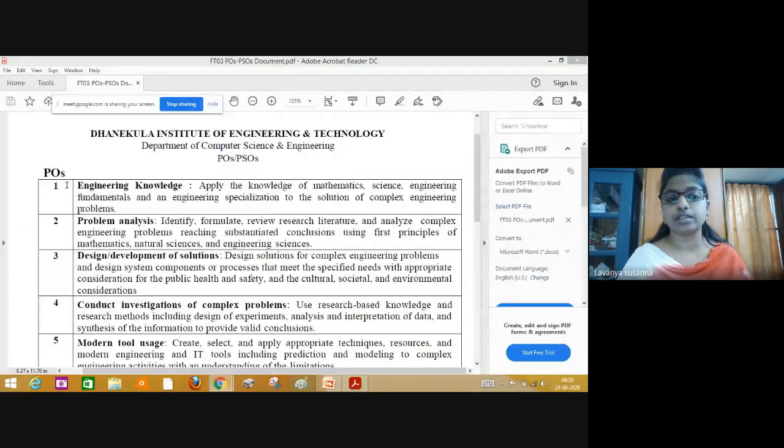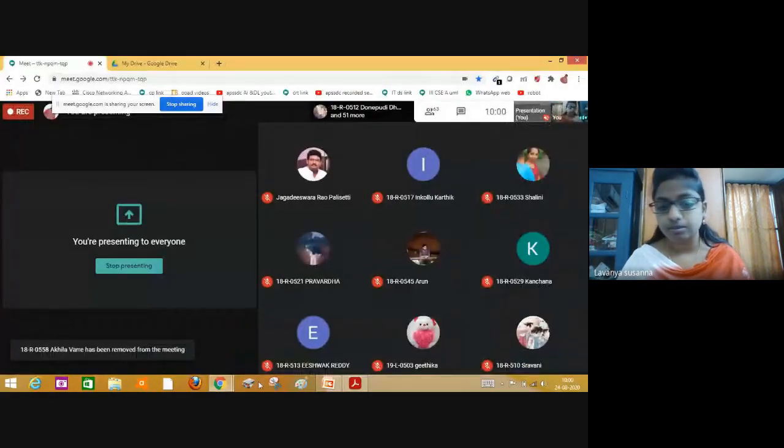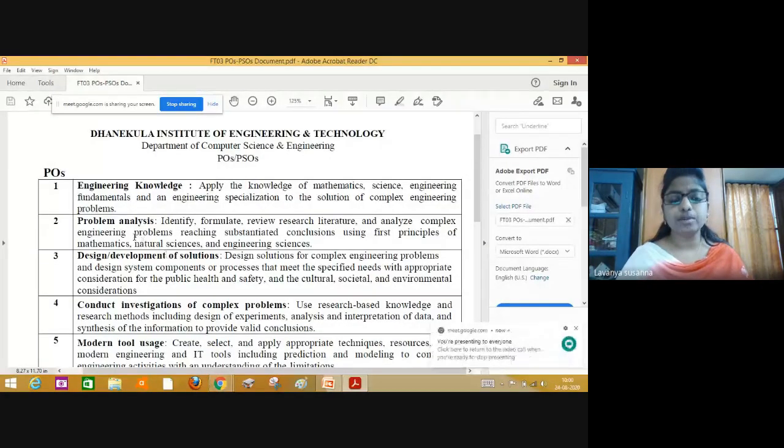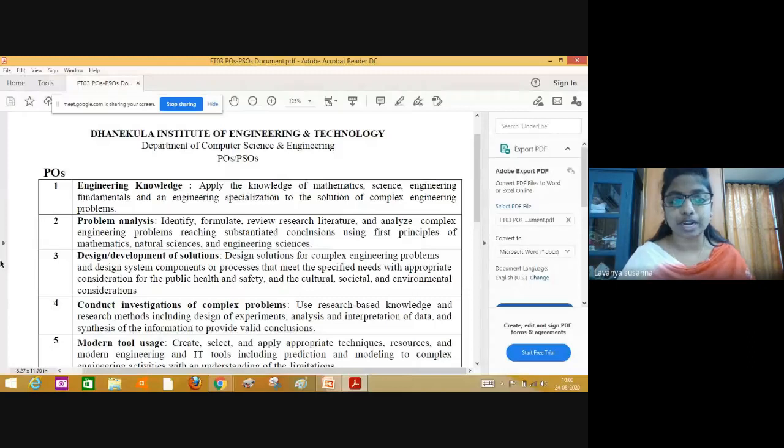CO1 to the PO1. Your CO1 is, you will be able to analyze the complex systems. Okay. You'll be able to analyze the complex system and understand the object model. I have mapped this CO1 to the PO2.